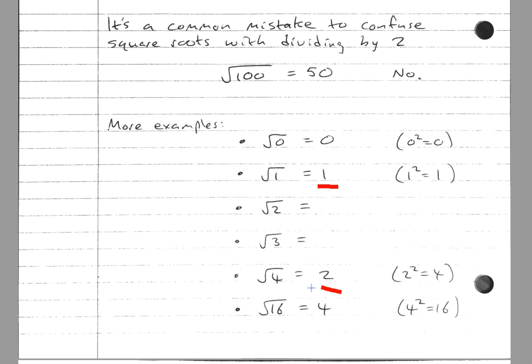Okay, so those perfect squares I mentioned before, 1, 4, 9, 16, 25, those are the only numbers that have nice whole number square roots. Here's another one. The square root of 16. What number squared gives you 16? 4 is the answer. Again, not 8. 4. The square root of 16 is 4.